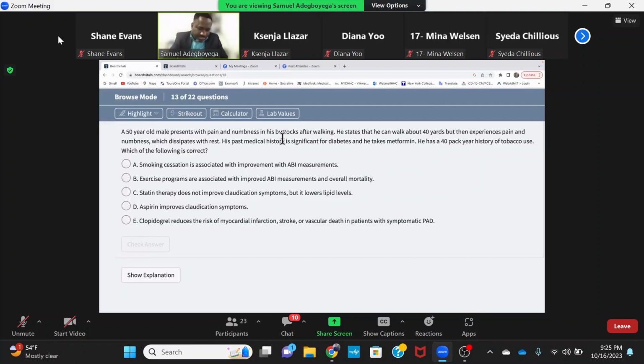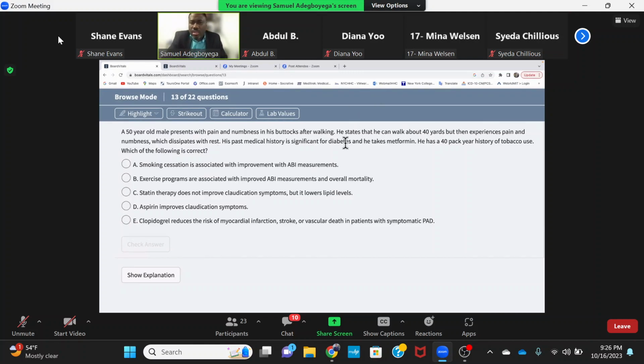What type of PAD is that? It's high up, I know, but what's the name of the PAD? What type? Is it serial claudication? It could be pseudoclaudication or it could be intermediate claudication. That's what I'm trying to get at. That means you have an occlusion up high. It states that he can walk about 40 yards, but then experiences pain and numbness that goes to the lower extremity. So based on that, it's not pseudoclaudication, it is intermediate claudication. Agree?